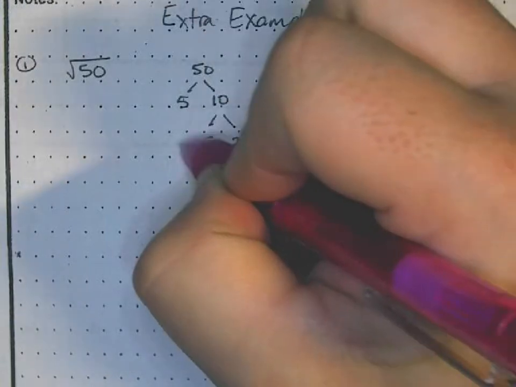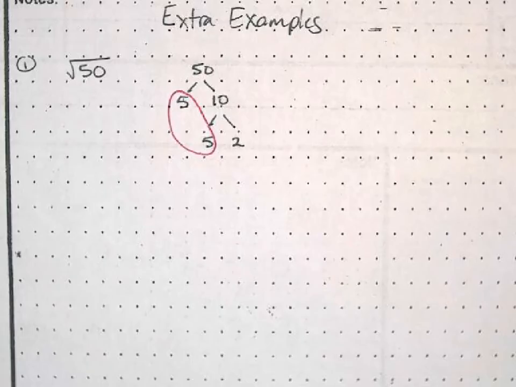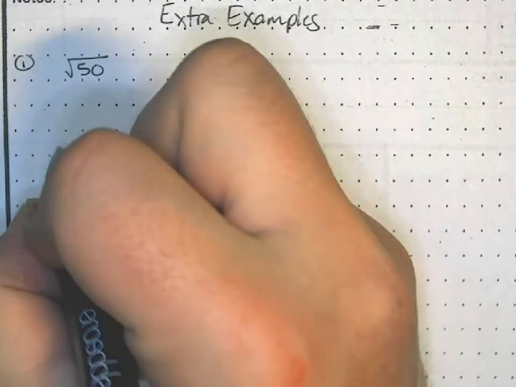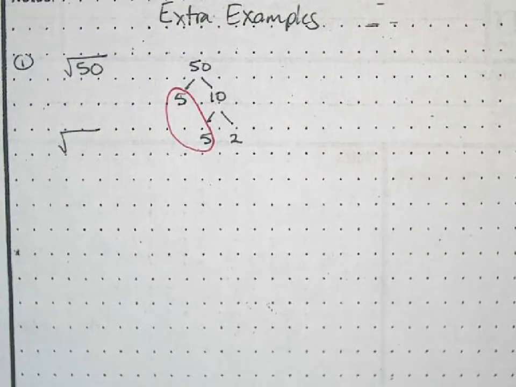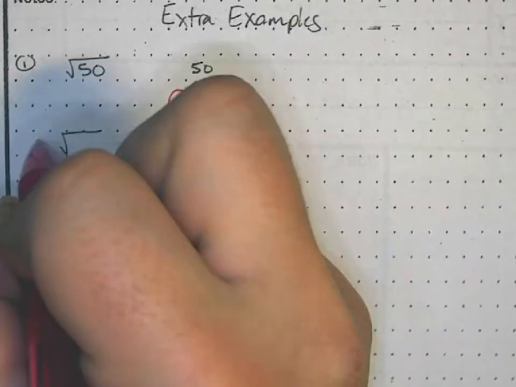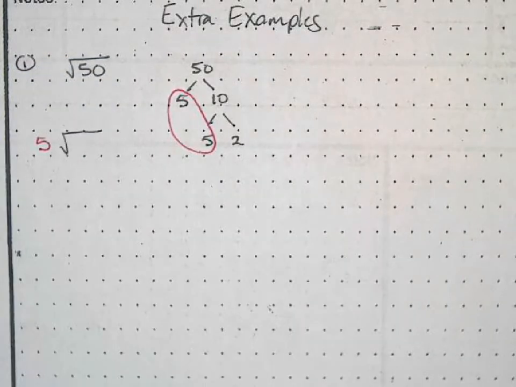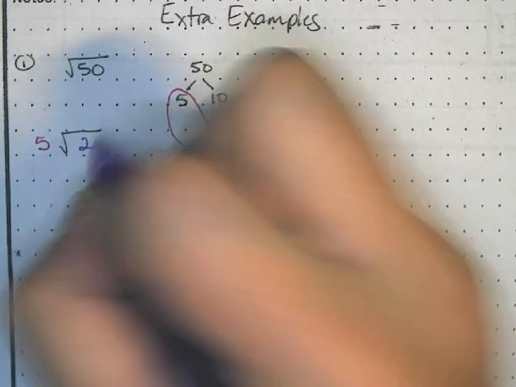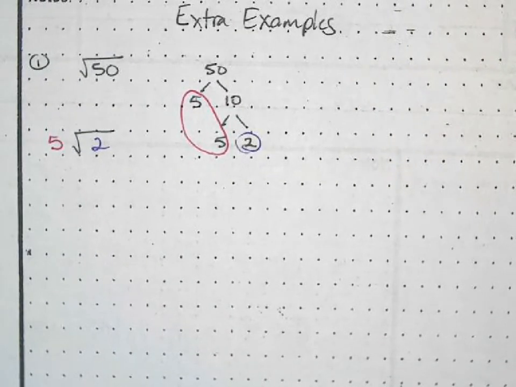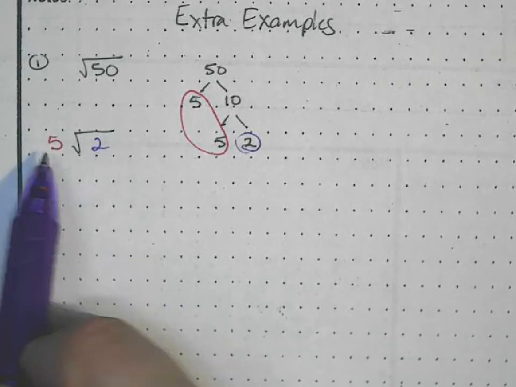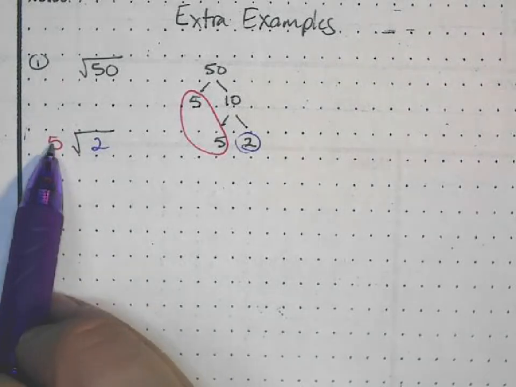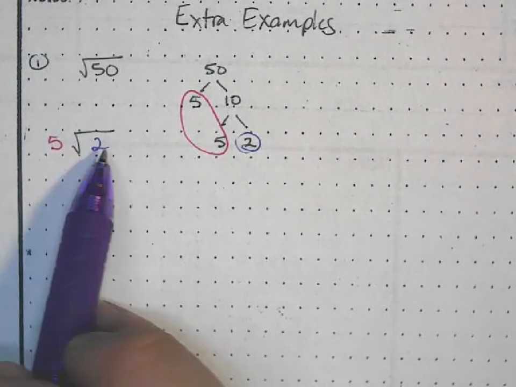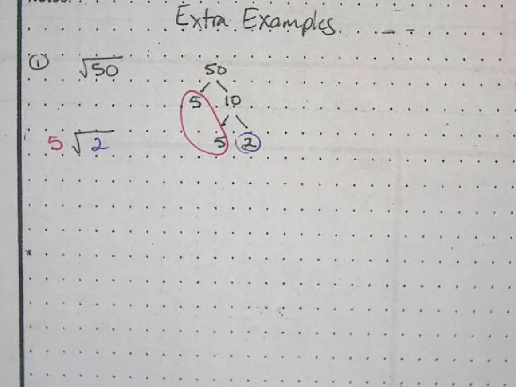So I have a pair of 5s, so I'll circle those. I'm going to write my square root symbol. When I have a pair, it comes outside. Anything left behind by itself goes inside. There's only one number on the outside, so nothing to multiply out here. Only one number on the inside, so nothing to multiply there. And that's our final answer.